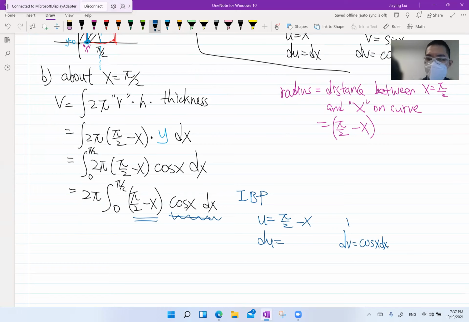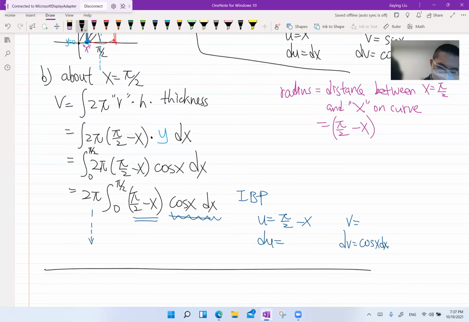And then we can figure out the v from there. So the rest is just like a normal integration by parts problem. Don't forget you have a 2 pi outside. Just carry it in every step. You don't have to involve 2 pi in the integration. All right, so that's this part. The next one is part C.